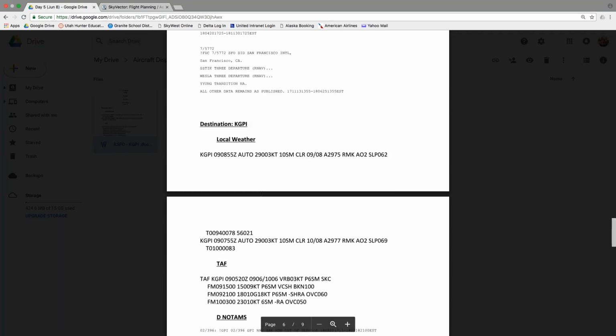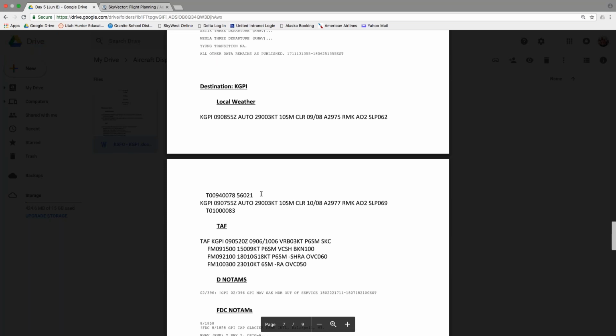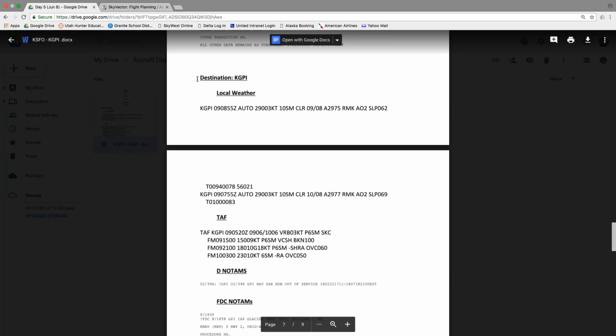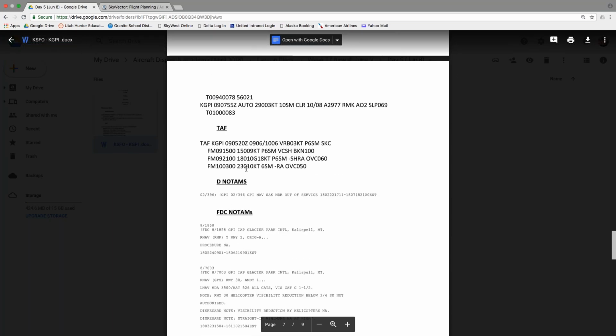So I'm going to go to my destination tab. So we go to GPI right here in our route briefing guide, go down to the TAF, and my ETA falls into that first line. Okay. Variable at 3 knots, greater than 6 miles visibility, and skies clear. I'm legal to go. Okay.